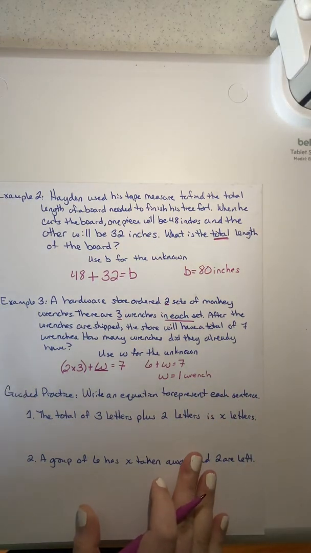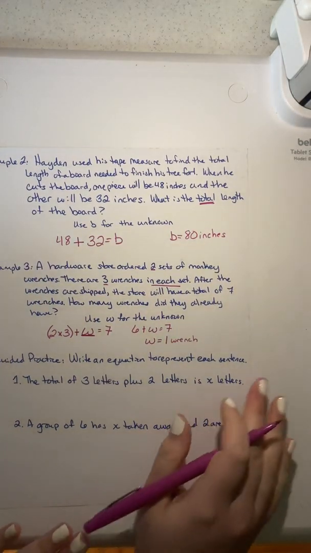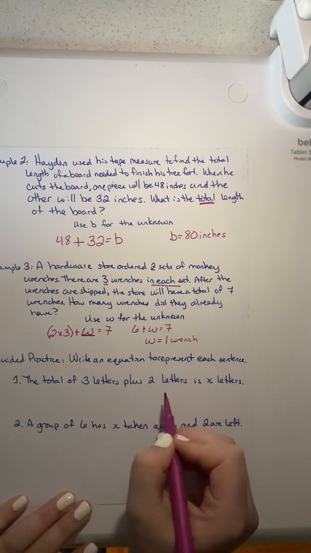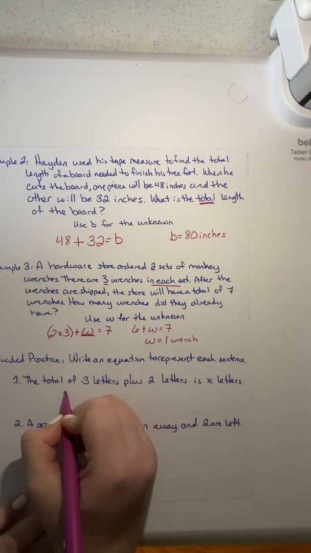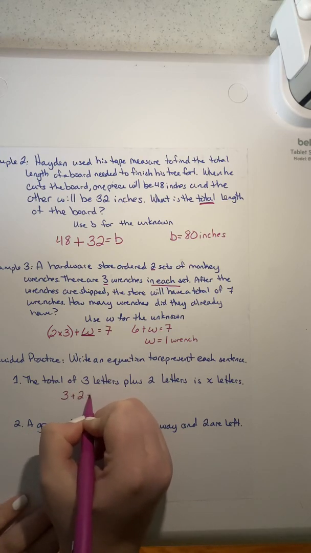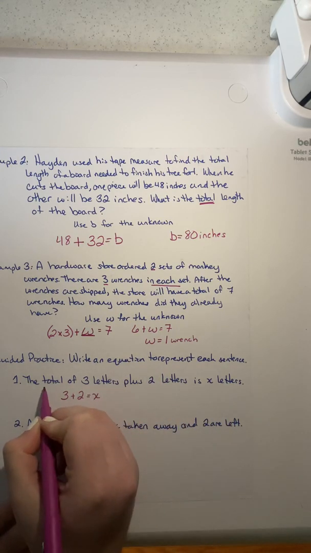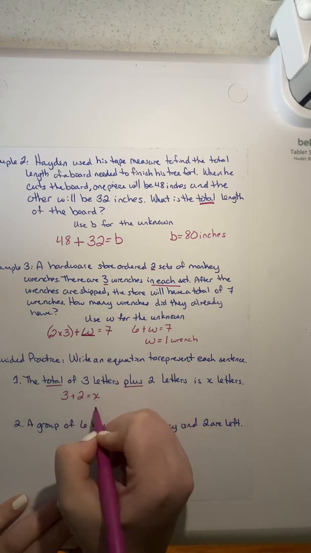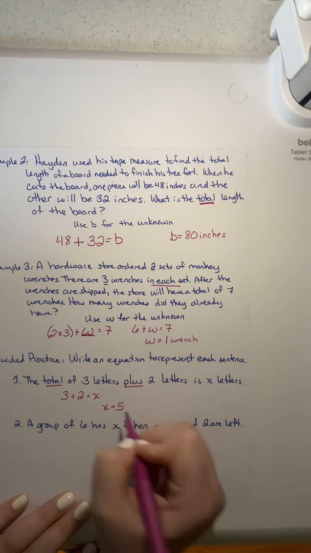Okay, so let's write an equation to represent each sentence. Number 1, the total of 3 letters plus 2 letters is X letters. So we have 3 letters, 2 letters equals X letters. So the total, you're using addition. So 3 plus 2 equals X, so X would equal 5.